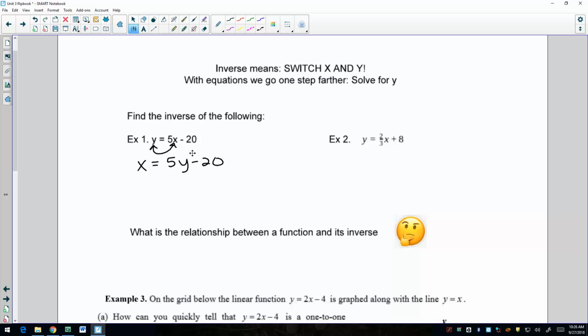So that is the inverse, but we then need to solve for y because our equations always look like y equals, not x equals. So we're going to add 20 to the other side to get x plus 20, and then we would divide the 5 over. And just for right now, there's two ways you could leave your answer. You could leave it like this. So your answer is x plus 20 all divided by 5.